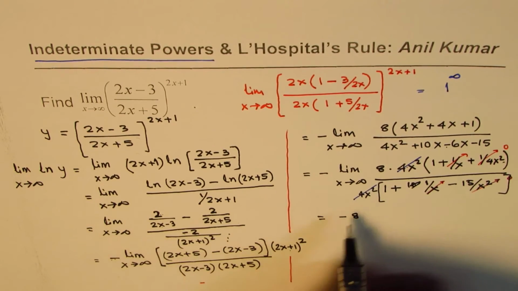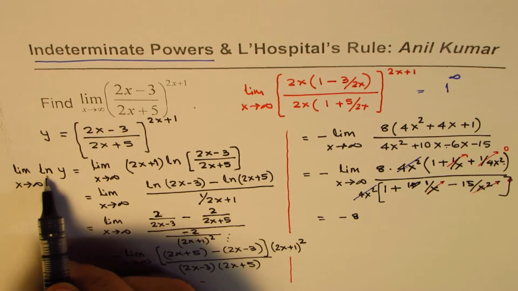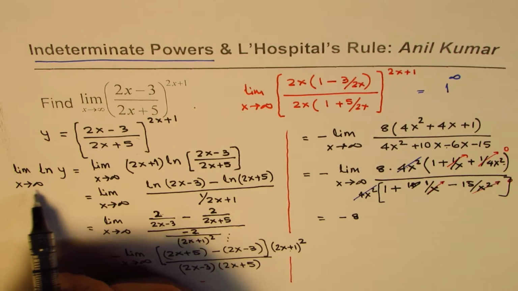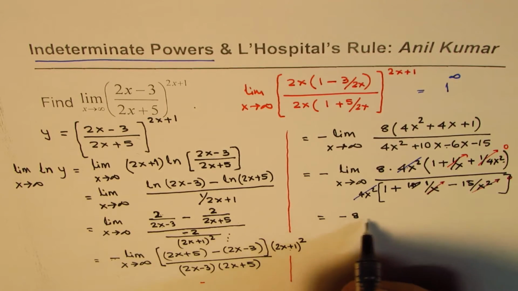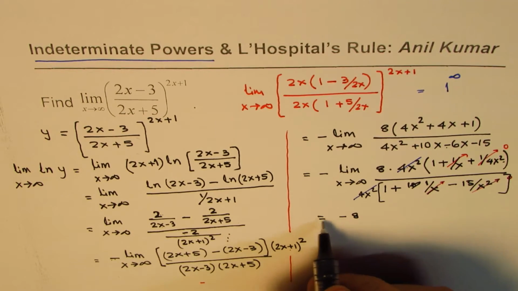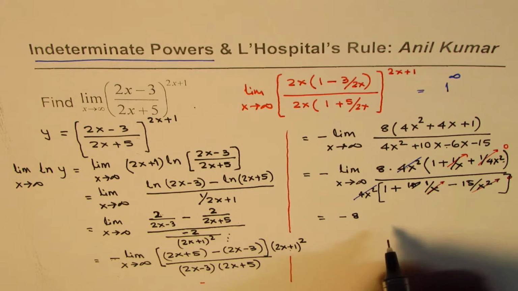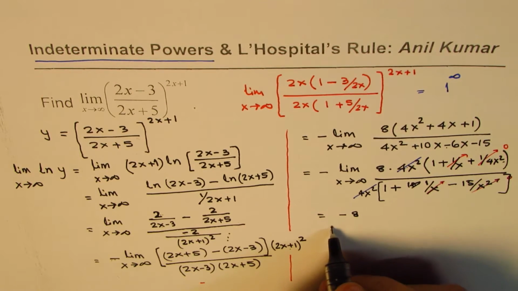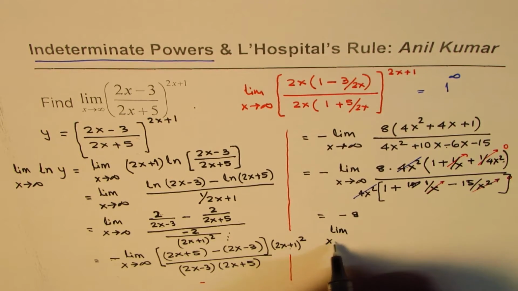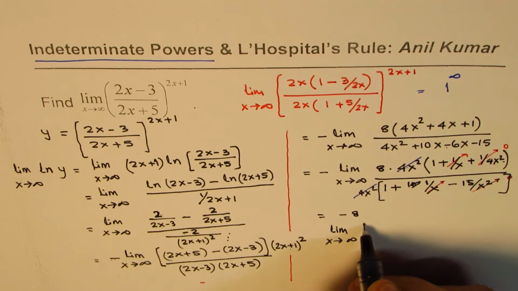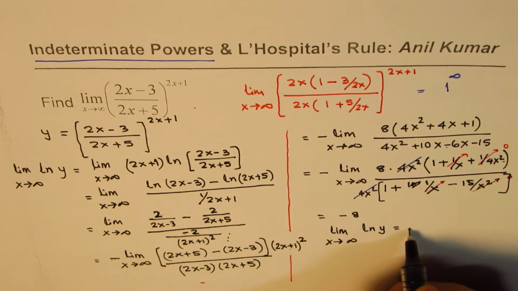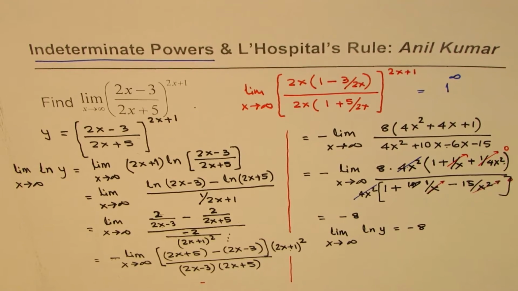Now minus 8 is limit ln y when x approaches infinity, right? So we get limit when x approaches infinity for ln y is equal to minus 8. That is what we get, right?